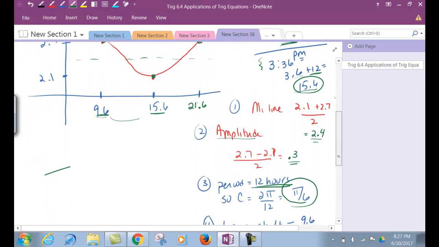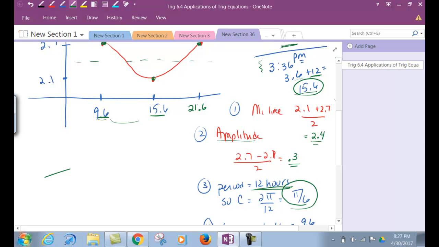All right, so I've got the work done here. Let me go ahead and go through with it. We always start with the midline, and the midline is this middle line that is halfway between the high point and the low point. And so what we do is we add the y's together, divide by 2, and we find that 2.4 is the number of meters that represents the midline.